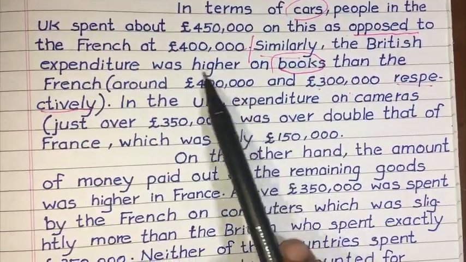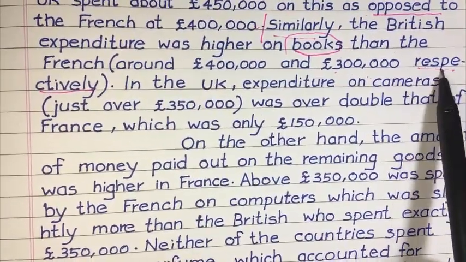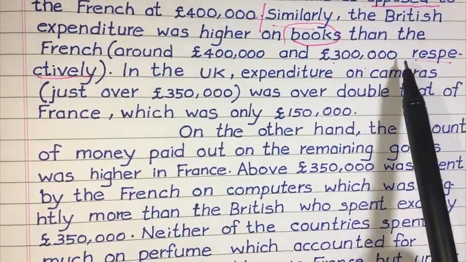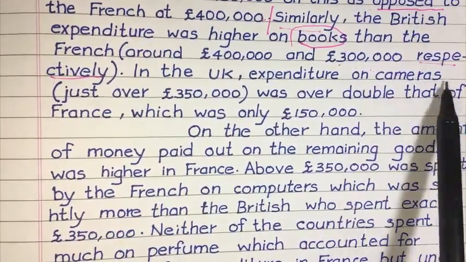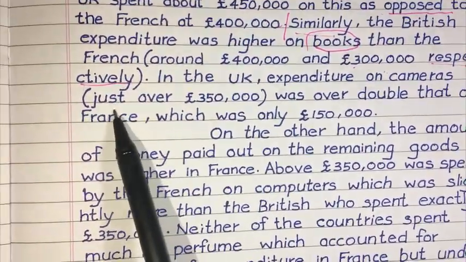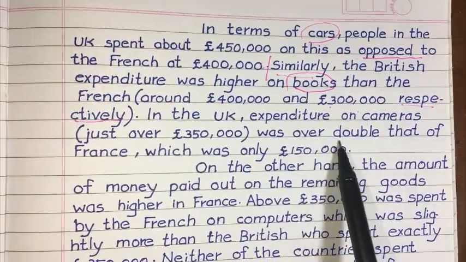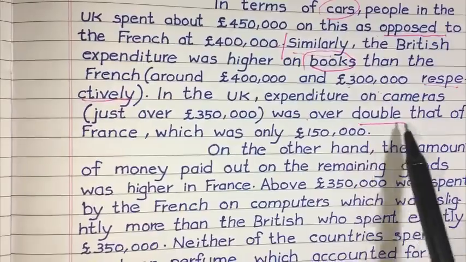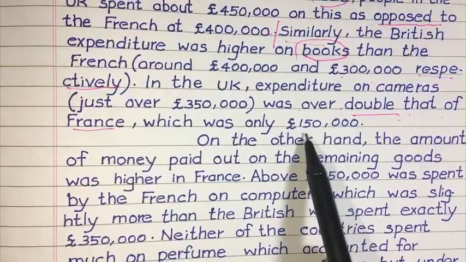If you are going to use two data, use some words like respectively. Rather than making it a more complex sentence, this sentence looks very simple. Always try to use a simple sentence with your vocabulary. So in the UK, expenditure on cameras. So instead of writing my amount, I mean how much they have spent on the camera, I have written here in brackets just over 3,50,000 pounds, was over double that of France. See how I have used a single sentence, was over double that of France. Here also I have used comparison, which was only 1,50,000.